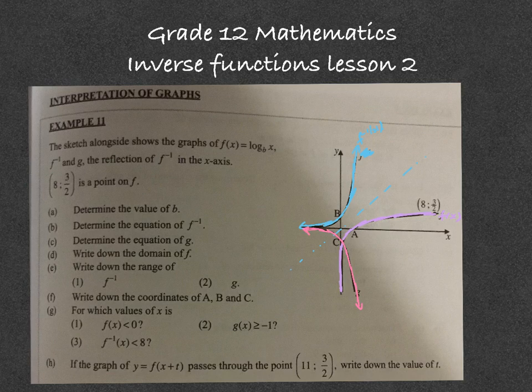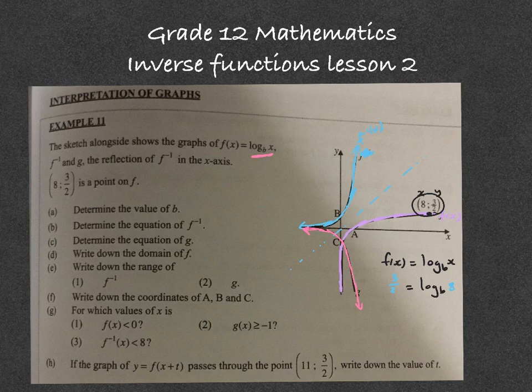Okay, the first part is: determine the value of b. So what is b? b is the base there. How would we do that? Our function is y, if f of x is y, it's equal to log base b of x. We know there's a point that the graph goes through, so we know the x value and the y value. Remember, that's a function, so for every x value there's a y value. So if I put the y into y and x into x, then 3 over 2 is equal to log base b of 8.